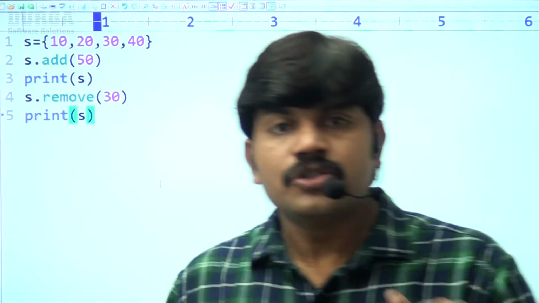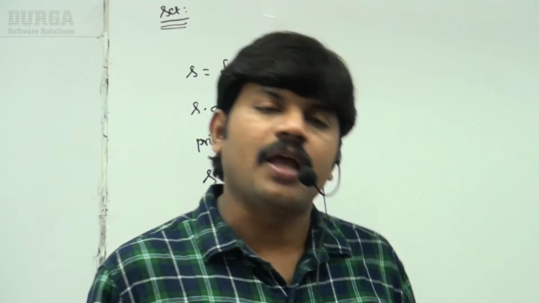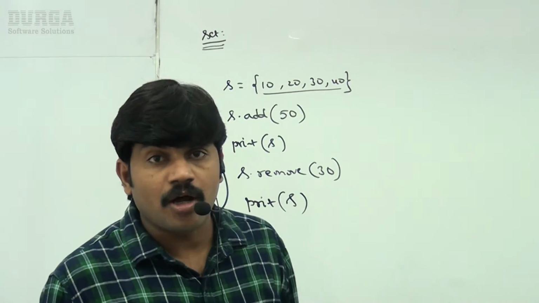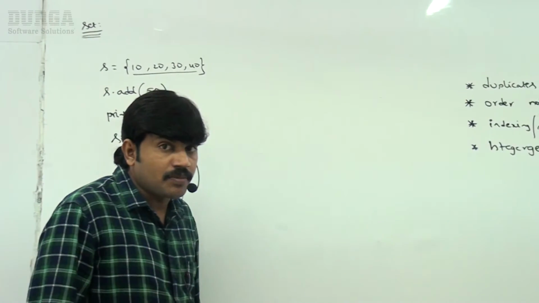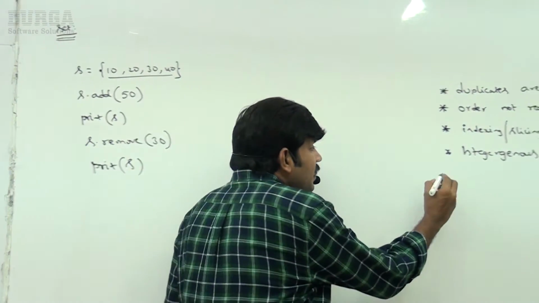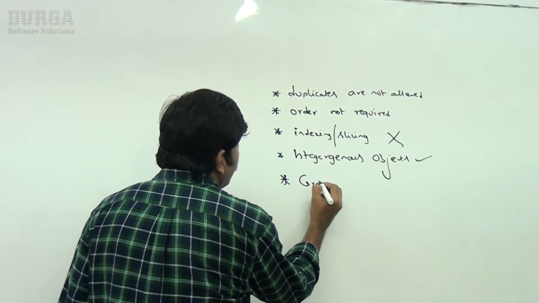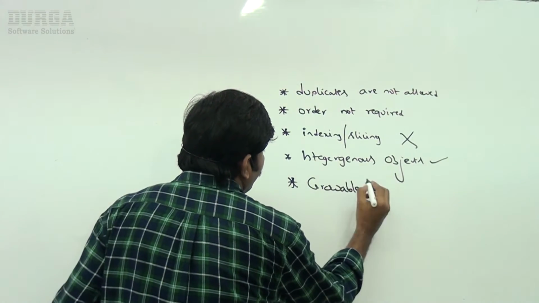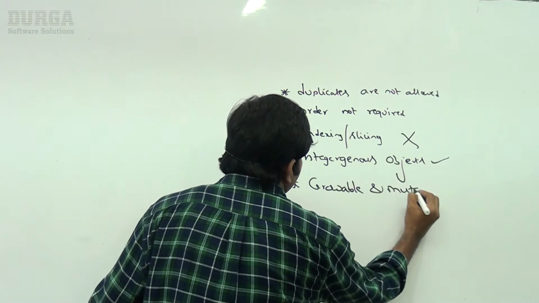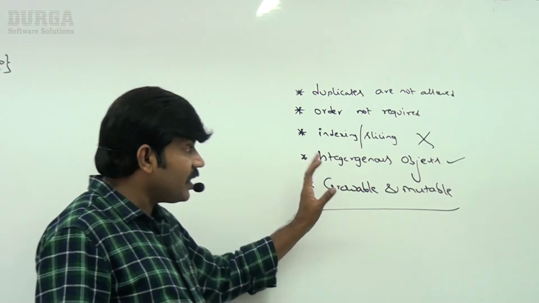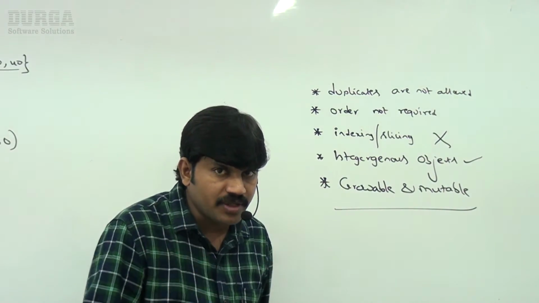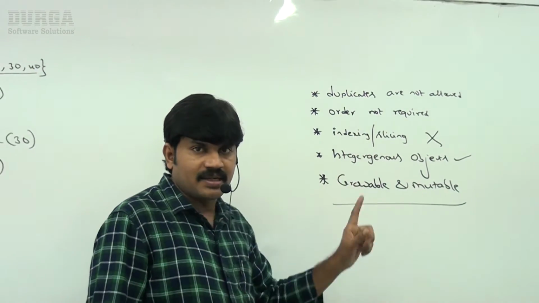Okay, clear, right? So the important point is once we create a set object, happily we can perform changes to that object. Means set is mutable or immutable? Mutable. Set is growable and set is mutable. Remember, these are various important points you should be aware of about set terminology.